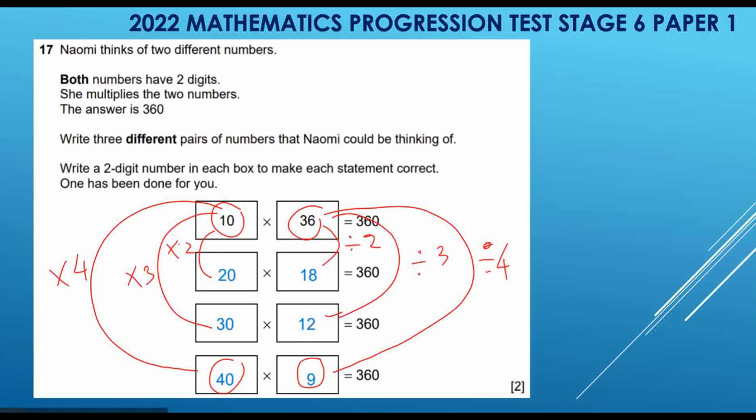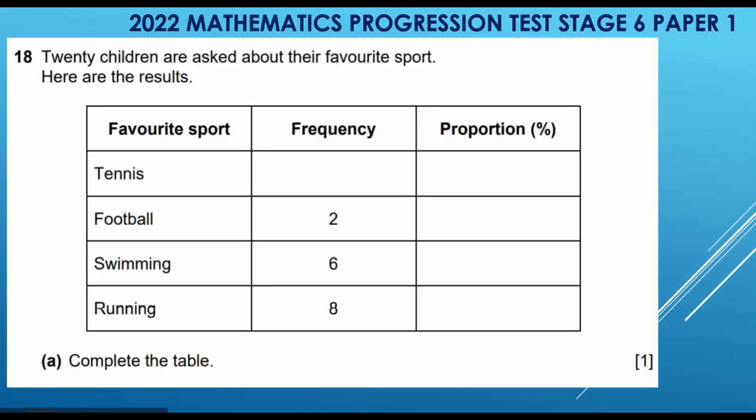Now let's move on. Question 18. 20 children are asked about their favorite sport. Here are the results. So we have tennis, football, swimming, running, and frequency is given here with the proportion. Complete the table. 10 seconds.